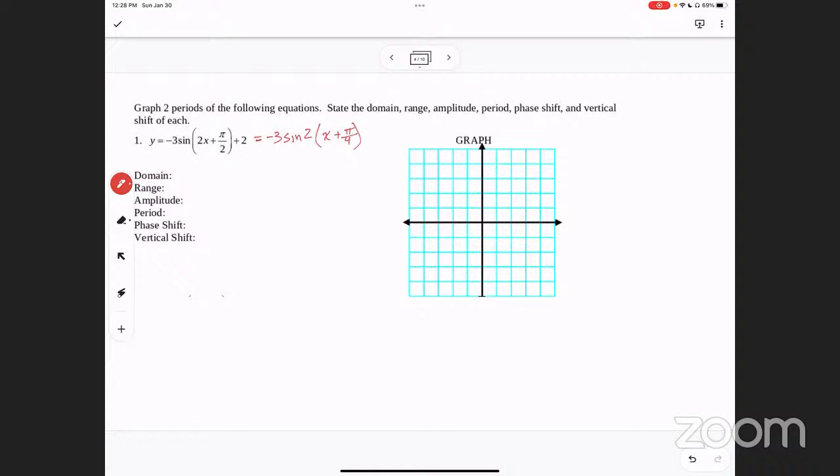Understand how I did that? Plus 2. Do you get how I did that? The reason I prefer to do that is because I'll show you over here to the right. Here's my formula. A sine B, I'll write capitals. I don't know if your teacher does this or not, but a lot of times you write capitals. A sine B of x minus C plus D.